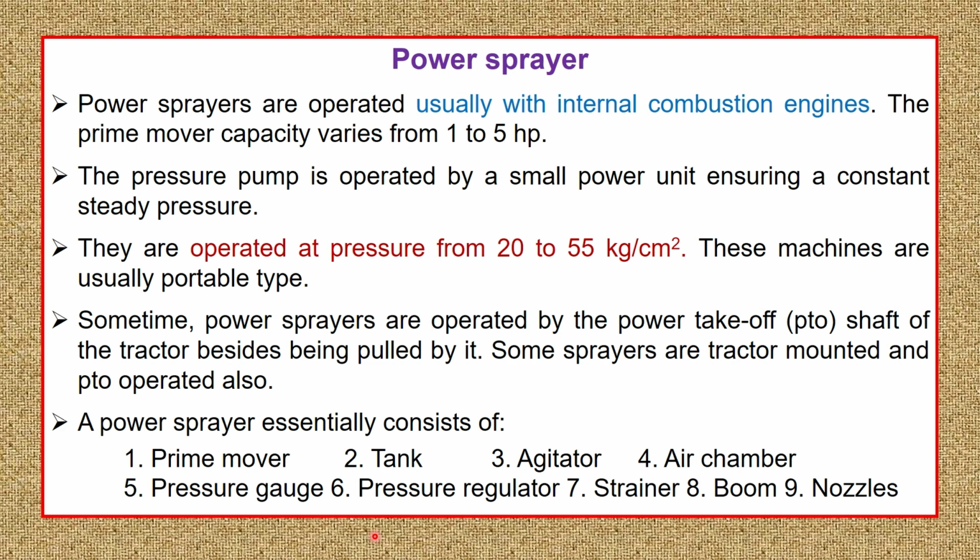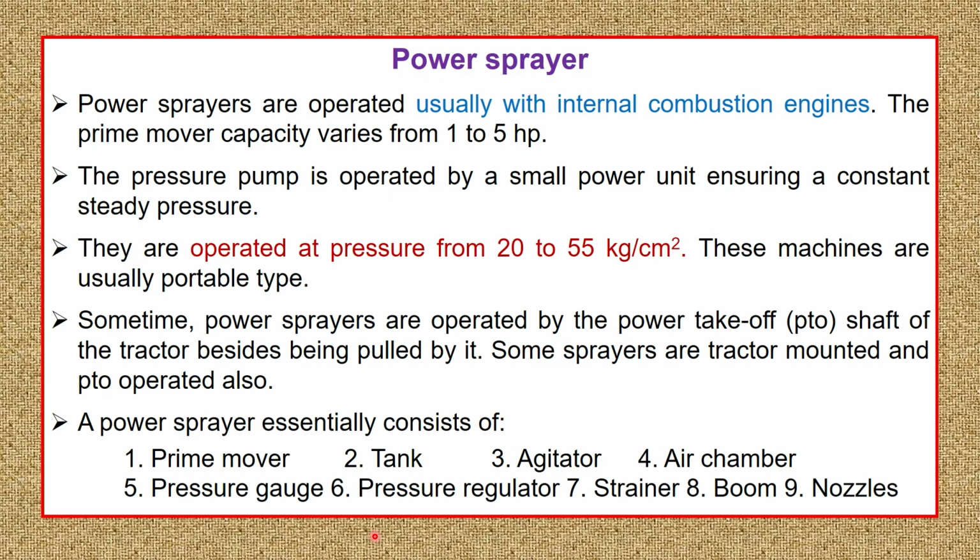Whereas in a hydraulic agitator, part of the chemical pumped by the pump is diverted back into the tank, and that returning chemical, while falling into the tank, will keep the chemical under suspension. So that's how the agitators perform their work to keep the chemical completely mixed and suspended in the chemical tank in case of a tractor operated power sprayer.